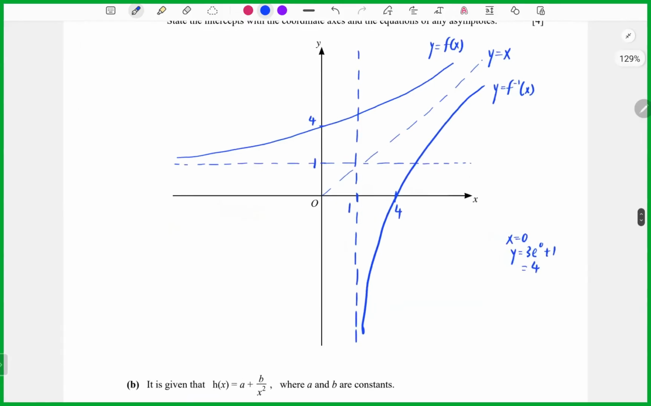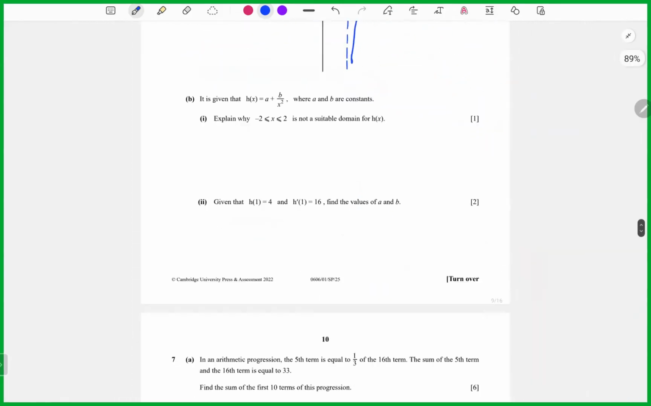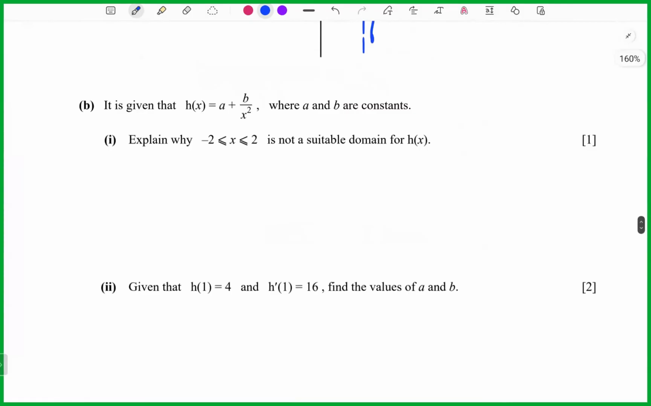So already finished. Okay, let's see part b. It is given that h(x) equals a plus b over x squared, where a and b are constants. Explain why the domain x between -2 and 2 is not suitable for h(x). So as we know, it is undefined when x equals 0.